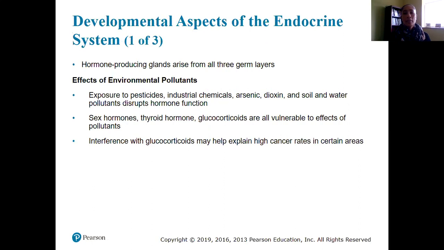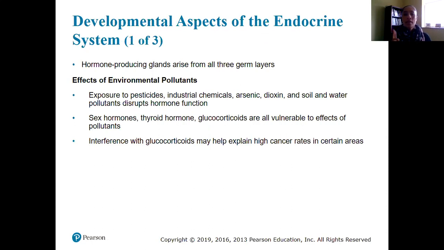Okay, the developmental aspects of the endocrine system. So the hormone-producing glands arise from 3 germ layers from when we are forming in our mother's wombs. The effects of environmental pollutants. So if we're exposed to pesticides, industrial chemicals, things like that, they can disrupt hormone function as we're developing.